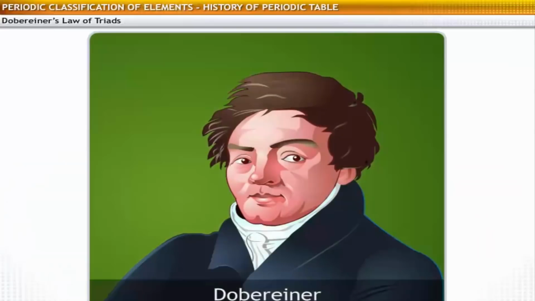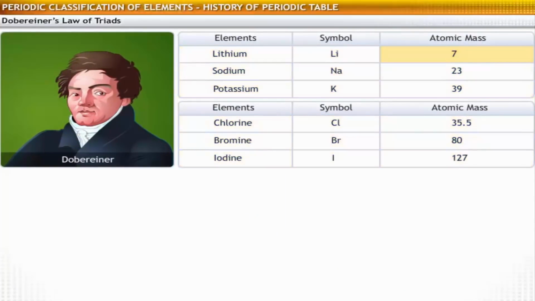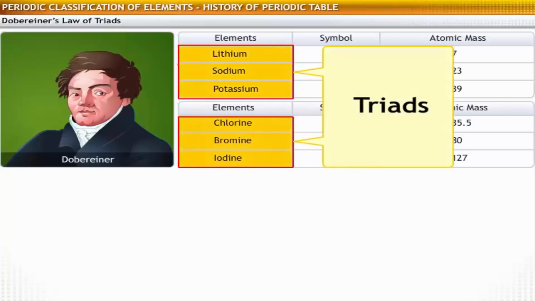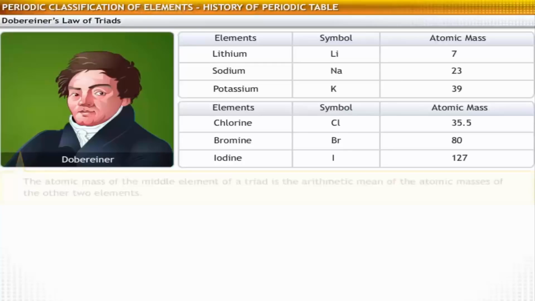After further research, a German scientist, Döbereiner, arrived at a hypothesis in the year 1829. According to Döbereiner, all elements occurred in groups of 3 when arranged in increasing order of atomic masses. He referred to these groups as triads. Döbereiner's law of triads states that the atomic mass of the middle element of a triad is the arithmetic mean of the atomic masses of the other 2 elements.